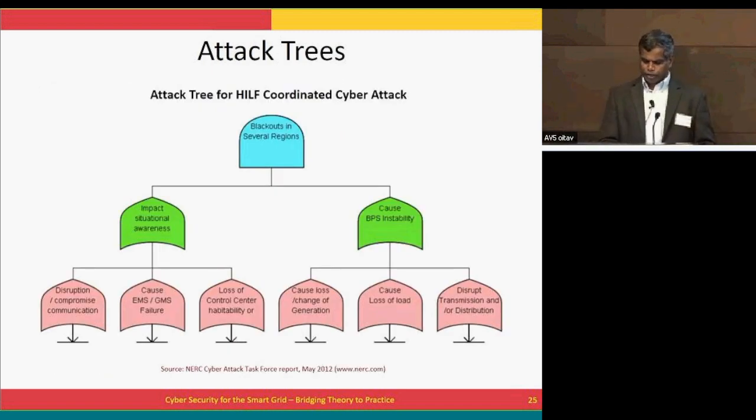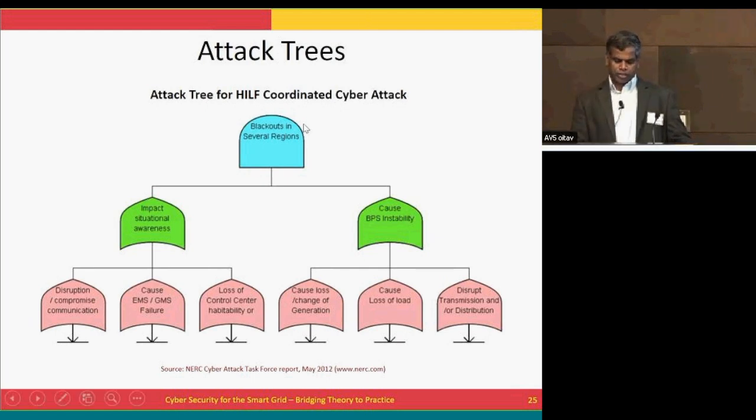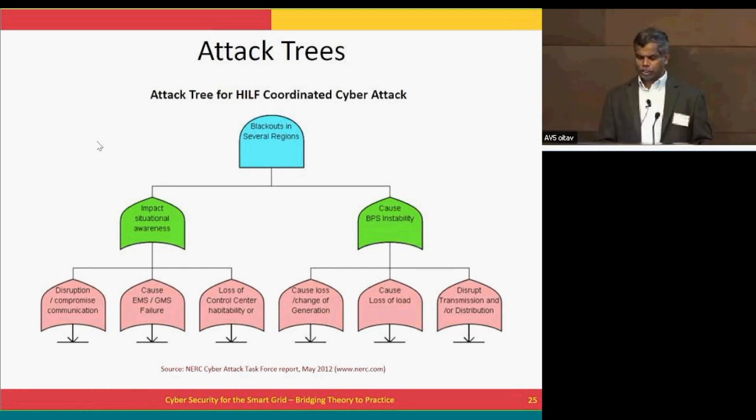From the NERC point of view, there is a document, a few years old. They try to define an attack tree for the whole grid. A blackout happening in a major region is the mission goal from your adversary's perspective. What are the ways by which they can achieve that mission? At the highest level, there has to be an impact on situational awareness, and also some kind of instability in the physical system. Both have to happen simultaneously, because this is the AND gate. That means for anything that is input to the AND gate, both must happen.